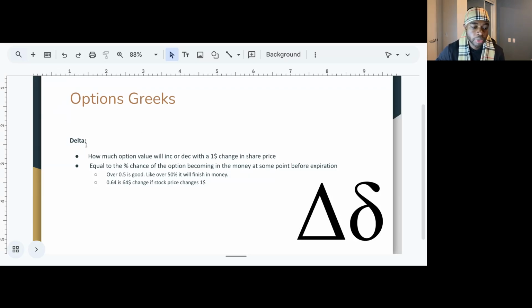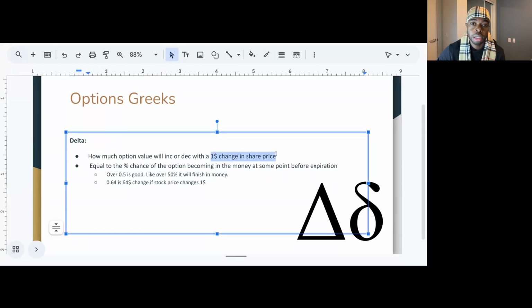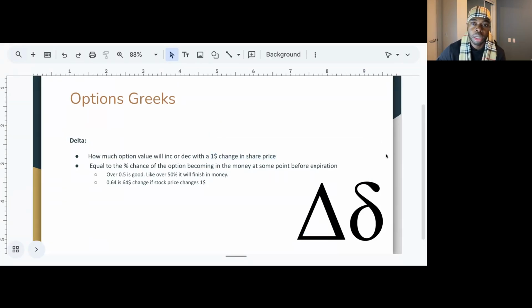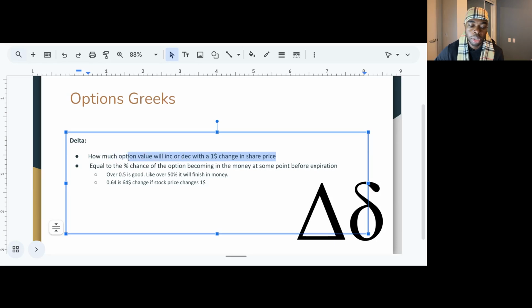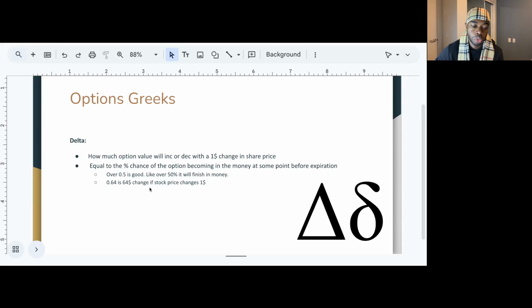Okay, so number one is delta. Delta tells us how much an option's value will increase or decrease with a $1 change in the share price. So if my stock goes up $1 or down $1, this tells you how much the option contract will gain or decrease with that $1 move in the underlying asset. It's also equal to the percent chance of the option becoming in the money at some point before expiration. But the main thing we need to know is how much the option value will increase with the $1 change in the share price.